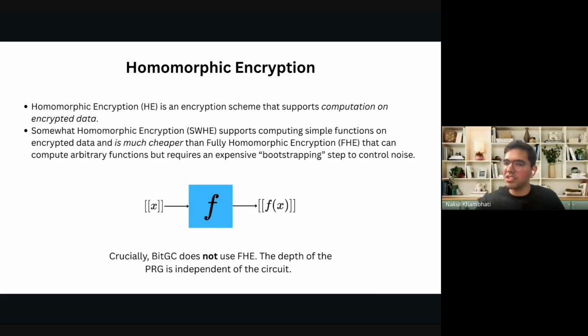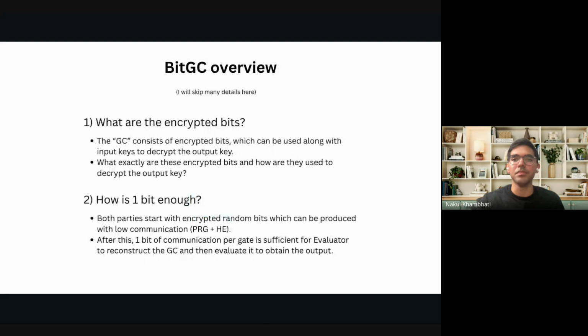I'm saying that this BitGC protocol, which is used for MPC, uses homomorphic encryption as a subroutine. Crucially, BitGC will only use homomorphic encryption in a way that the noise growth is independent of the circuit being computed. Therefore, we don't need any bootstrapping, and this is still completely efficient in terms of computational cost as well. With that, we're ready to dive a bit deeper into how BitGC works.